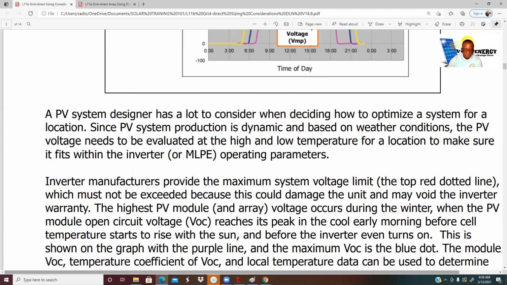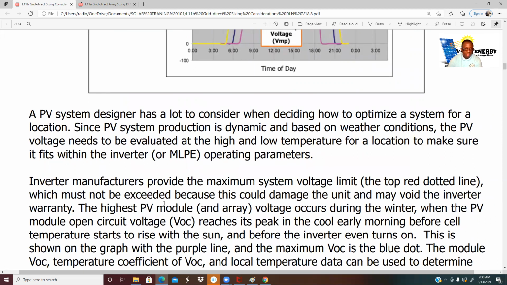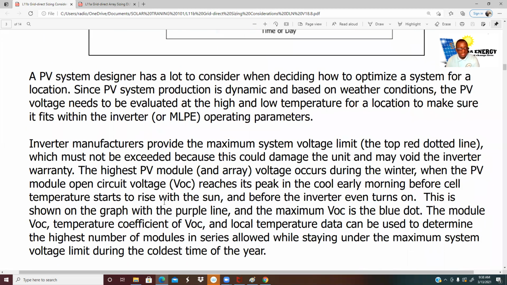Now, if you look right here, a PV system designer has a lot to consider when deciding how to optimize a system for a location. Since PV system production is dynamic and based on weather conditions, the PV voltage needs to be evaluated at the high and low temperature for a location to make sure it fits within the inverter or the MLPE operating parameters.